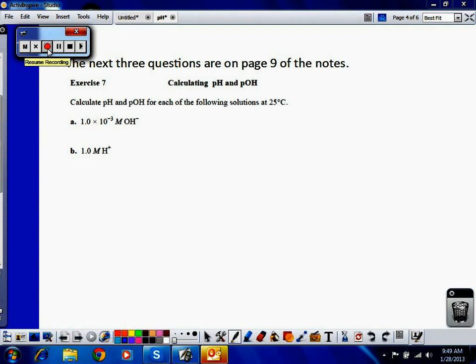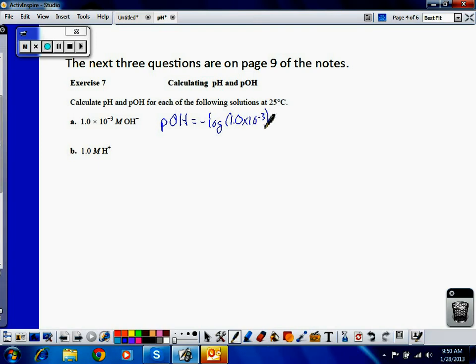So the first one, I want to know the pH and the pOH of a 1 times 10 to the negative 3rd molar hydroxide ion solution. So I know that pOH, this is the way I'm going to do this, is equal to the negative log of 1 times 10 to the negative 3rd. So the pOH is equal to 3.00.